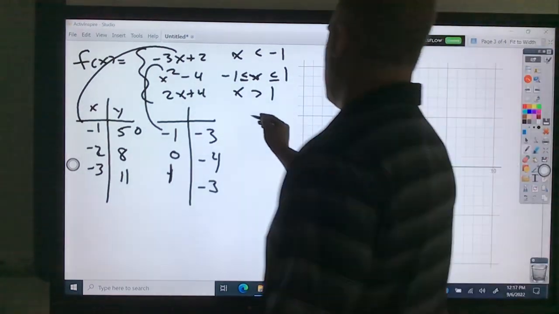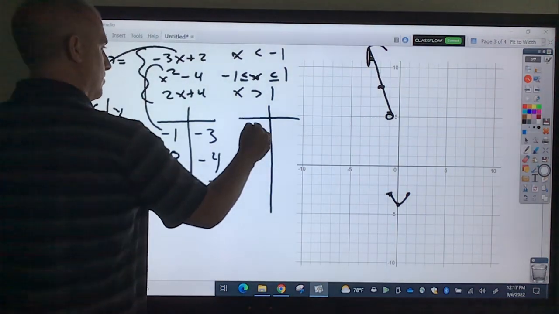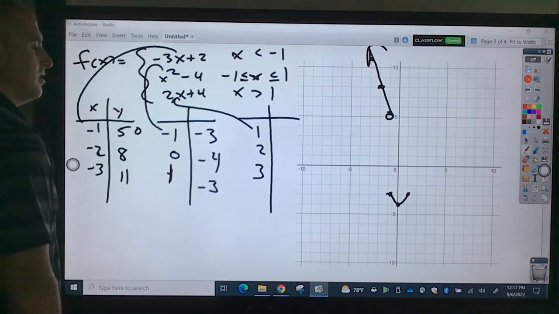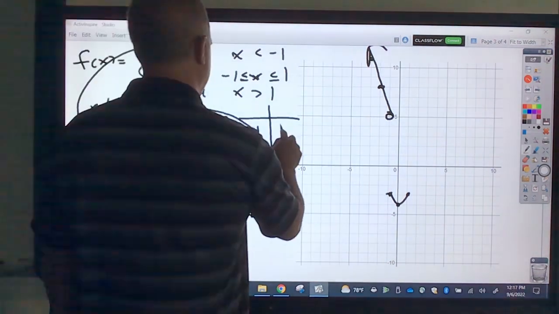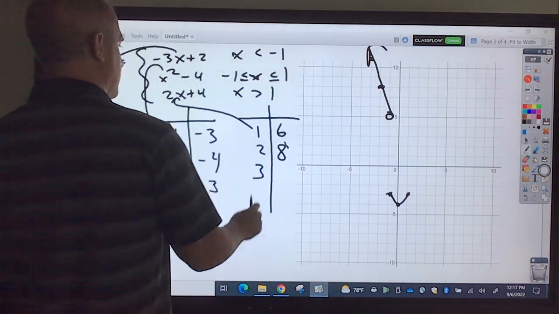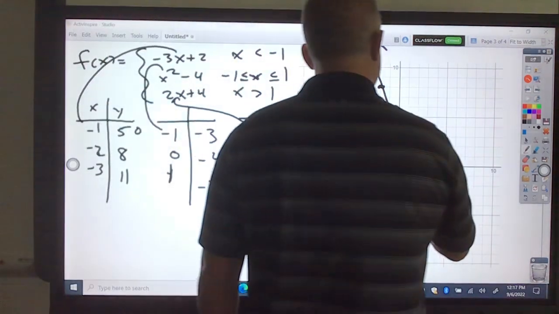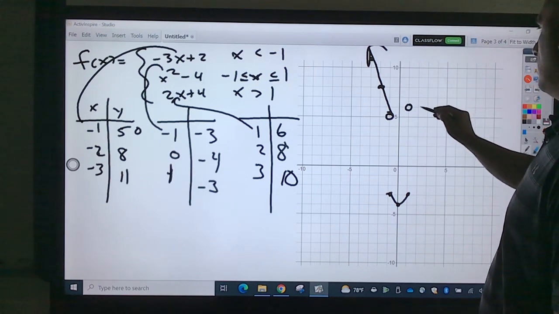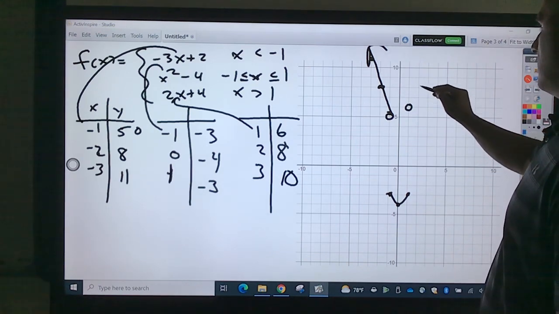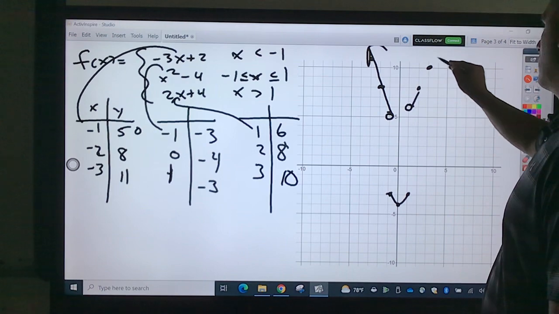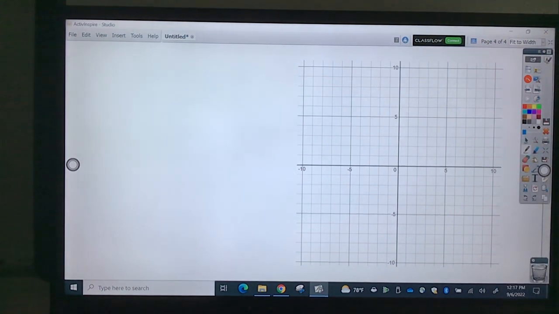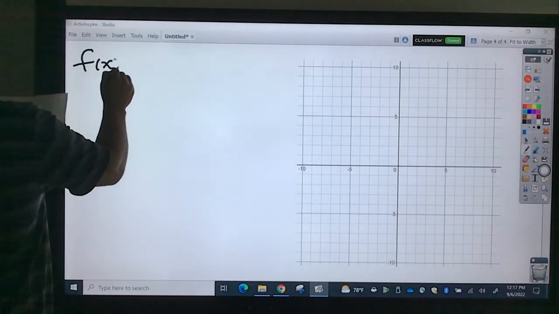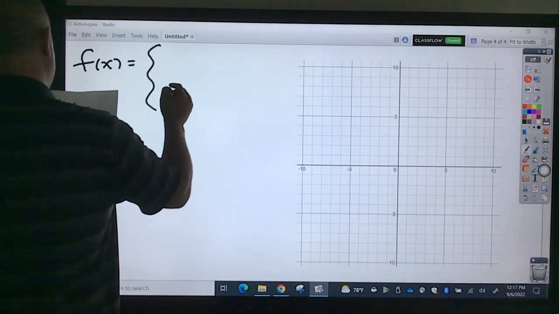Okay, and then this last one here, 1, 2, 3, all right, that's gonna go into here, okay? So 2 times 1 is 2, plus that'd be 6, 8, 10. So 1 over 6 up, be here, open circle, 2, 8, here, 3, 10. Okay, and then the last one.